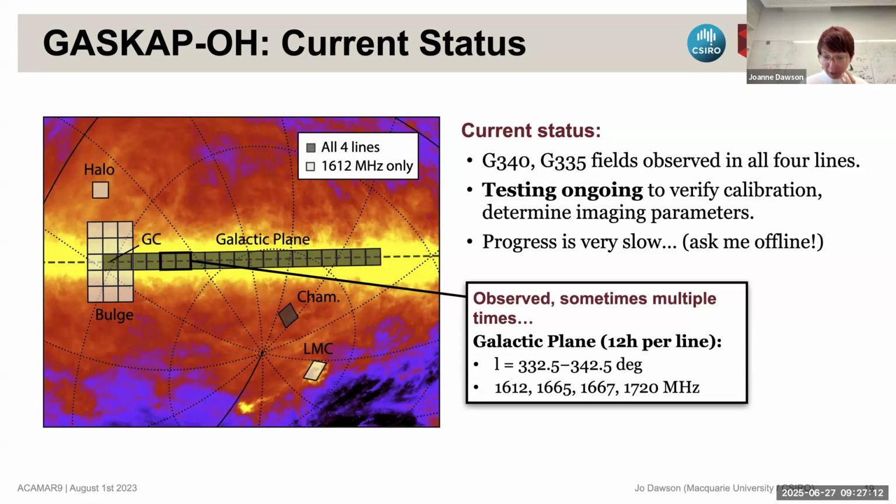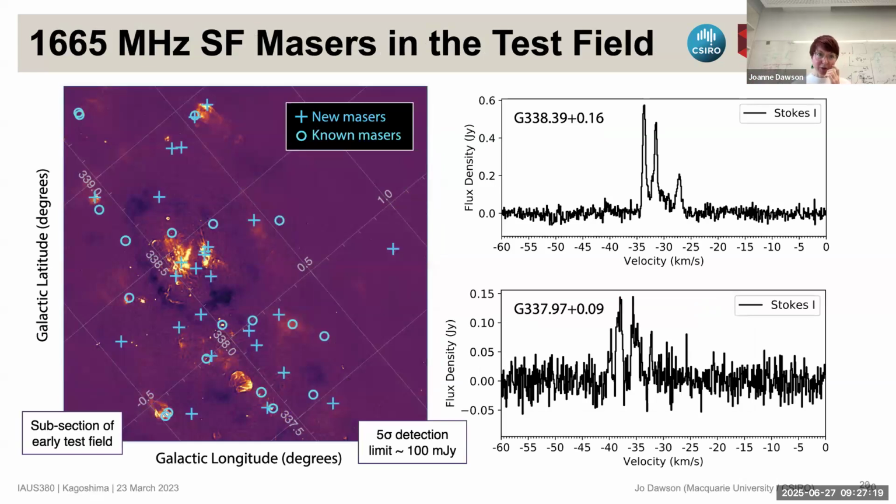However, there is hope. We're finally feeling like we're starting to get moving now. So let me just give you some encouraging early results from test data we've taken. This is a small chunk of one of our test fields. You can see on the left, the image is a continuum image in this case.